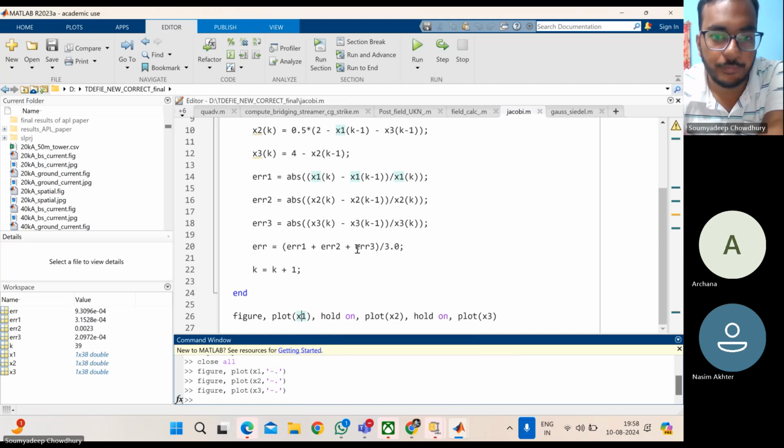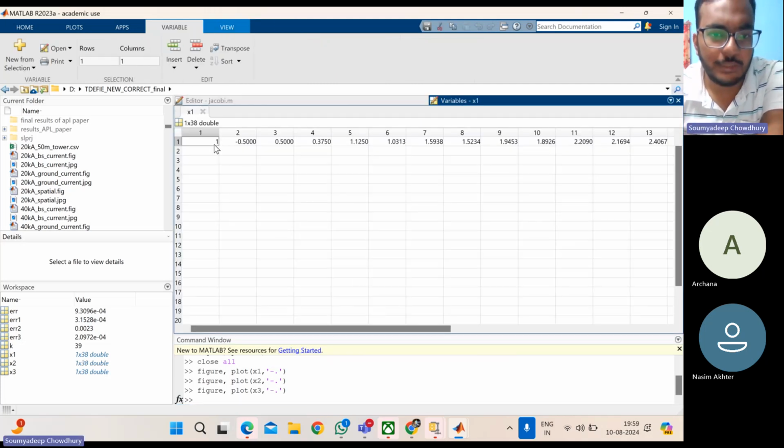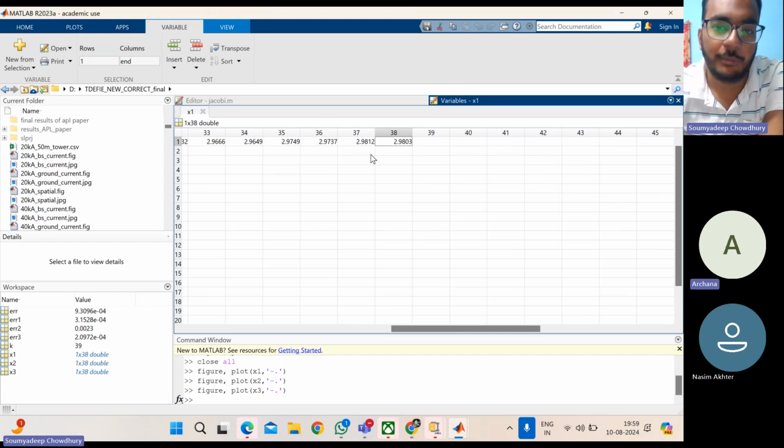So these are the different values of x. Can you see the screen? Yes, sir. The first value of x is 1, initially it was given as 1. Then in the second iteration it is minus 0.5, third iteration it is 0.5. Then if you continue, you will get 0.375, 1.125, and it will go on. At the 38th step it is around 2.9803, and the previous one is 2.9812. So almost we can say it has converged.